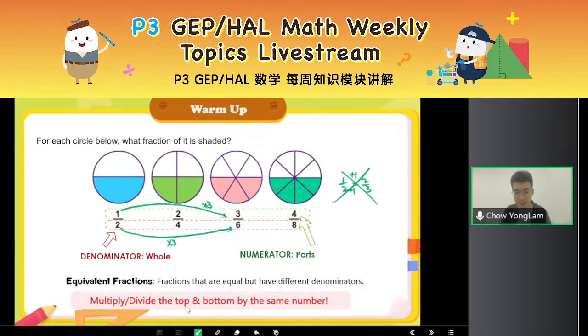Now, among these fractions over here, Teacher Yonglam's favorite is actually 1/2 because this is what I call the simplest form, meaning I cannot divide the top and the bottom further. The numerator and the denominator are as small as they could be. So that is the fraction that we want, the simplest form. Most of the time, when the question is asking for a fractional answer, it will require you to write it in the simplest form. So do take note of that.